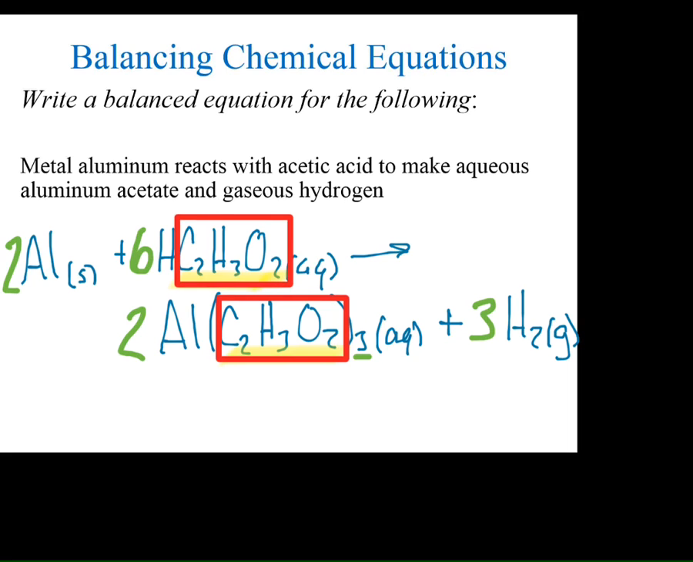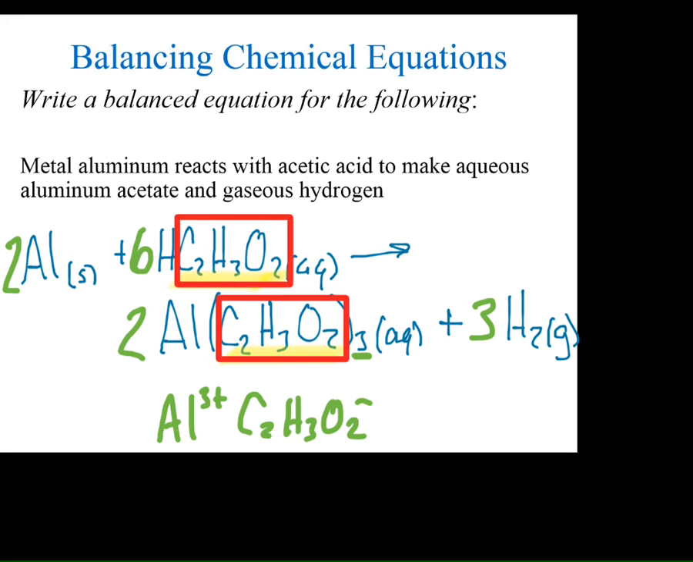Yes? For the reaction, why did you put three acetates? You mean here? Yeah. Because that was all based on the charges, we said. Aluminum is 3+. Acetate is 1-. So I need just three acetates to balance out the aluminum. And so that's all just naming.